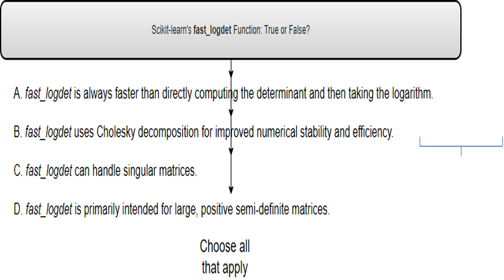This statement is true. The fast_logdet function uses Cholesky decomposition, which works best, and is most efficient, with positive semi-definite matrices. These are matrices that are symmetric and have all non-negative eigenvalues. Thinking of it another way, they represent a type of quadratic form that is always non-negative. While fast_logdet might technically work on other types of matrices, it's designed and optimized for this specific kind, ensuring both speed and numerical stability. That's why it's considered primarily intended for them.